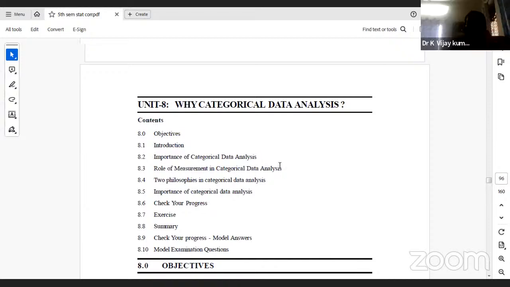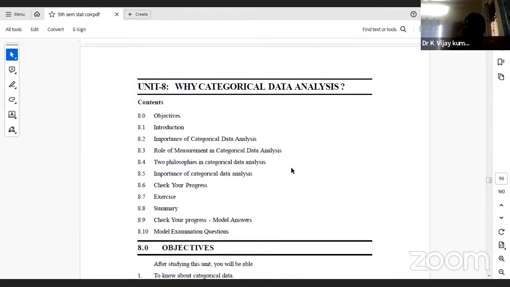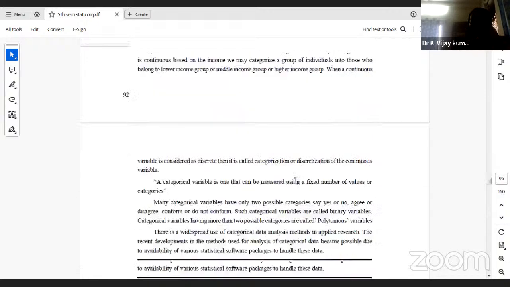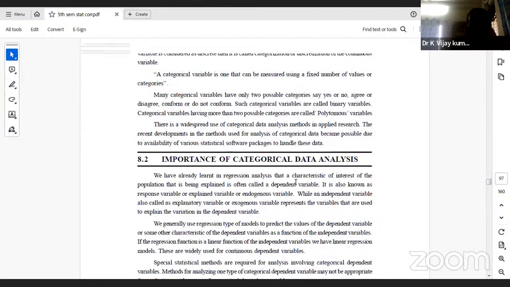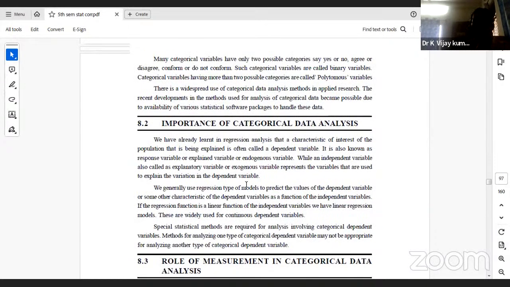Why categorical data analysis? In categorical data analysis: what is categorical data analysis, the role of measurement of categorical data, and the two philosophies. Importance of categorical data. So I'm not taking the introduction part. They will ask in the examination what is the importance of categorical data analysis. But all this is theory part; you have to read this. What is the importance of categorical data analysis? They are short questions.